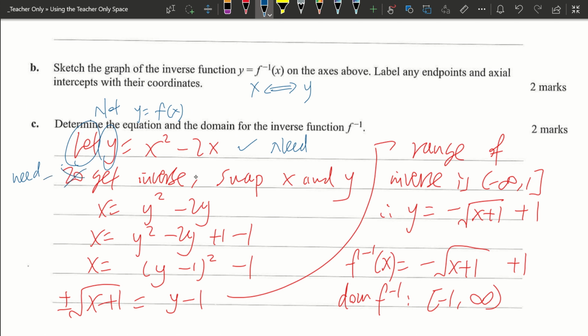That looks like 20. It's 2. To get the inverse, you need to write swap x and y. And then you get the next line. The next line is x equals y squared minus 2y. Okay, so the first two lines you have to write: let y be the rule of the function, and to get the inverse, swap x and y.